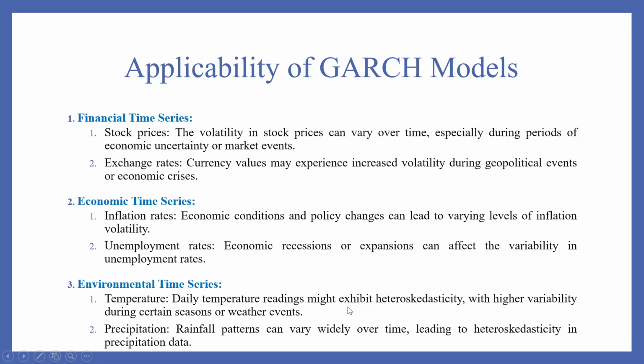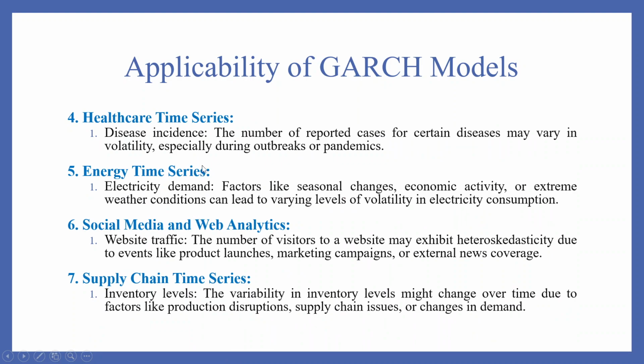Daily temperature readings might exhibit heteroskedasticity with higher variability during certain seasons or weather events. Rainfall patterns can vary widely over time, leading to heteroskedasticity in precipitation data. The number of reported cases for certain diseases may vary in volatility, especially during outbreaks or pandemics. Factors like seasonal changes, economic activity, or extreme weather conditions can lead to varying levels of volatility in electricity consumption. So here also we can apply ARCH and GARCH models.